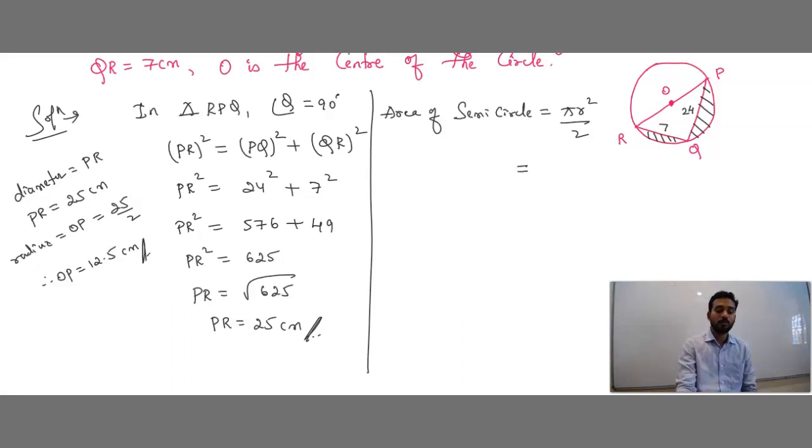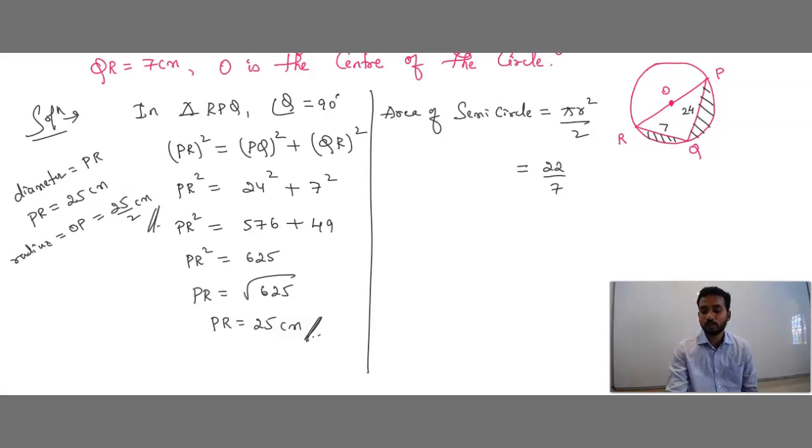But I prefer don't use decimals. Try to keep in fractions only, that is 25 by 2 centimeters, because certain terms will get cancelled. It will be easy for you. What is the value of pi? 22 by 7 or 3.14. If denominators are getting cancelled, then we can use 22 by 7. If not, you can use 3.14.